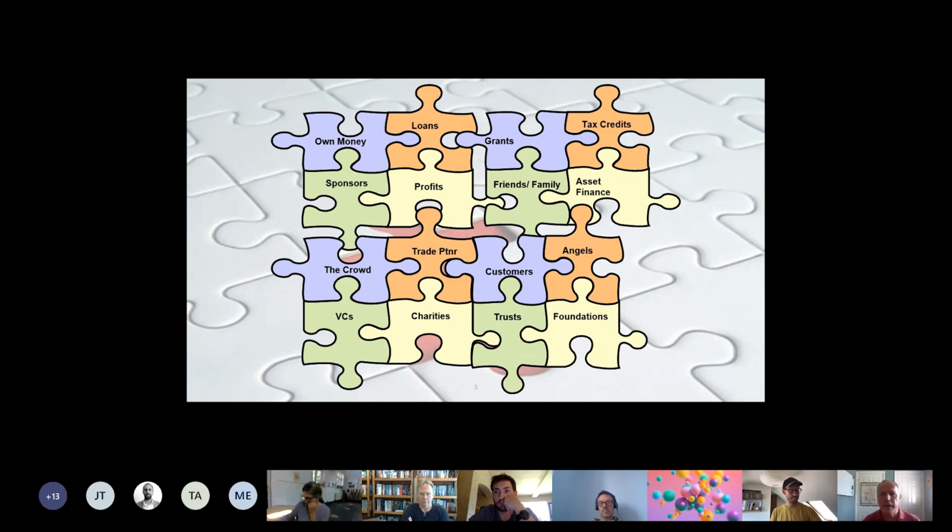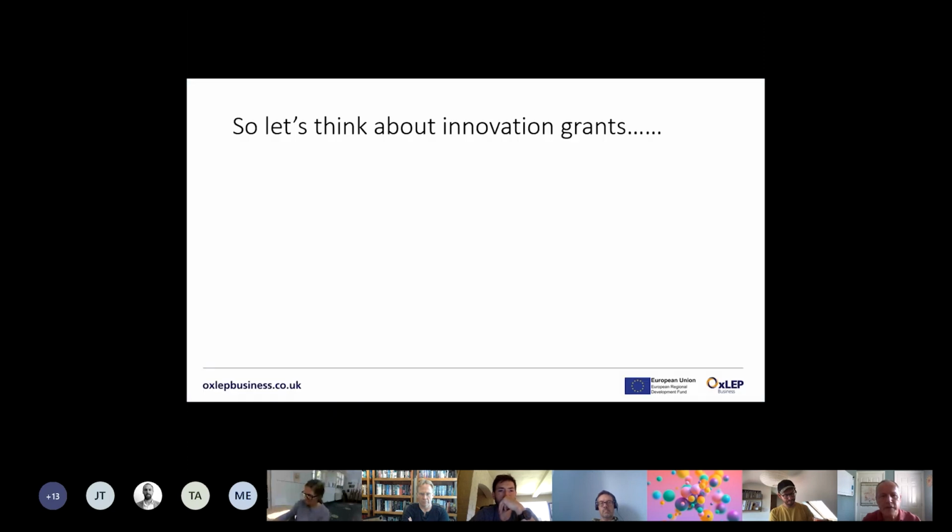It's all about developing an innovation roadmap. So where do you start when you're looking for the mix of all these different potential sources? Well, one place is actually the government's own website, and I will give you some links today where you can start searching for innovation grants amongst all those other sources. So let's think about innovation grants in particular.